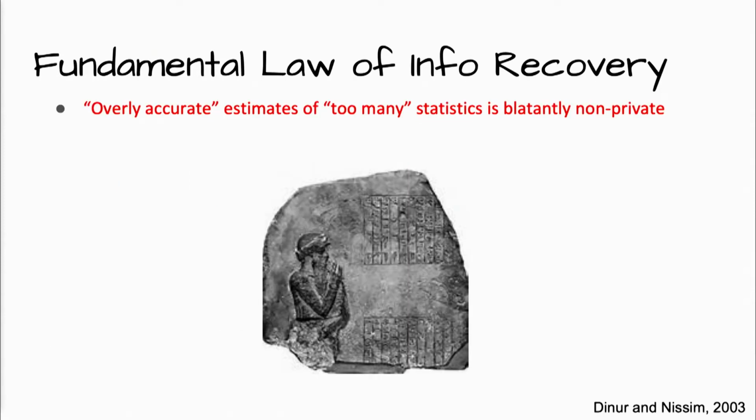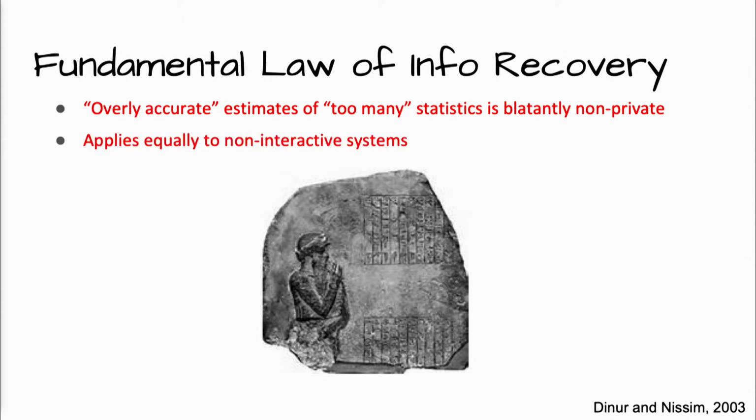And in fact, there are a number of attacks, and there's something called the fundamental law of information recovery. The summary of this, it's a body of research initiated by breakthrough work of Dinur and Nissim in 2003. It says that overly accurate estimates of too many statistics is blatantly non-private, where the definition of overly accurate is tied to the definition of too many. If you have lots and lots of queries that you're making, the accuracy can be pretty awful and still you can destroy privacy. If you want to do this attack with fewer queries, you need much more accurate answers.